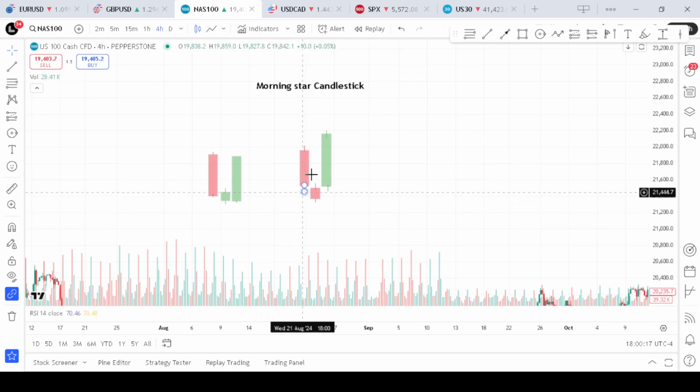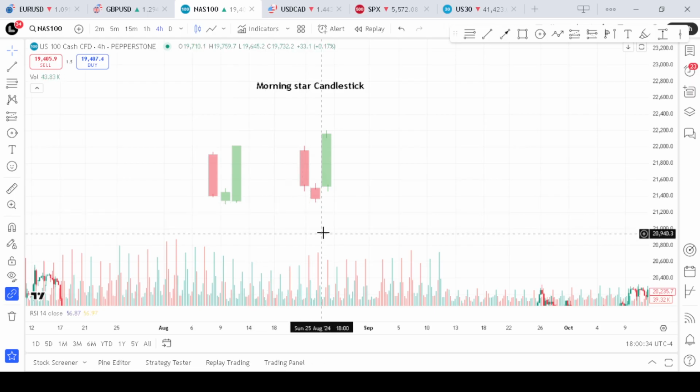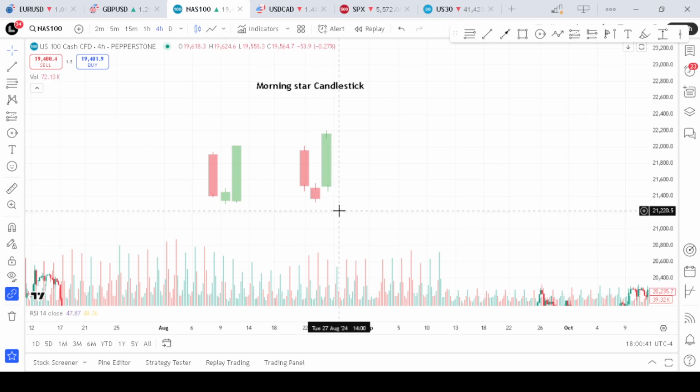It must be a strong bullish candle that closes well above the body of the first candle, confirming the reversal and showing that there are strong bullish sentiments in the market. This pattern typically appears after a prolonged downtrend, and it signals buyers are regaining control.